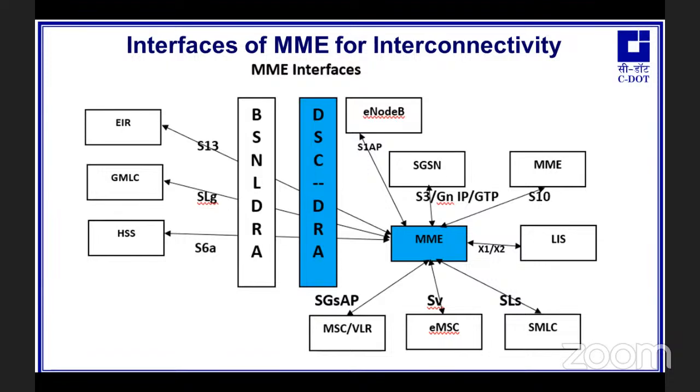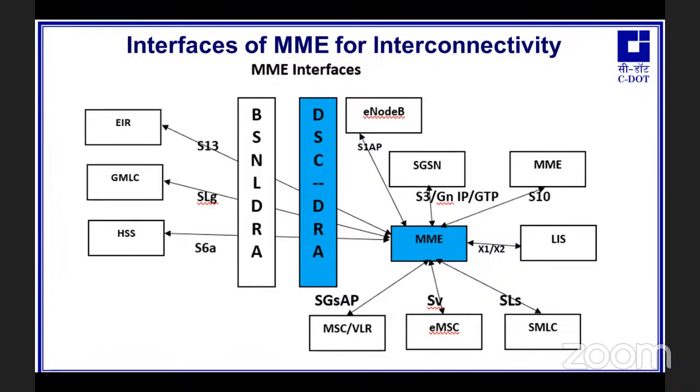CL has to provide, but it's under development. SLS, the ESMLC will come as per the tender which we are talking about. The EMSC, the existing BSNL ESMSC node, that is for the SRBCC purpose, that is over SV interface. And MSC and VLR for the combined attach and all these things, that is SGS AP interface.